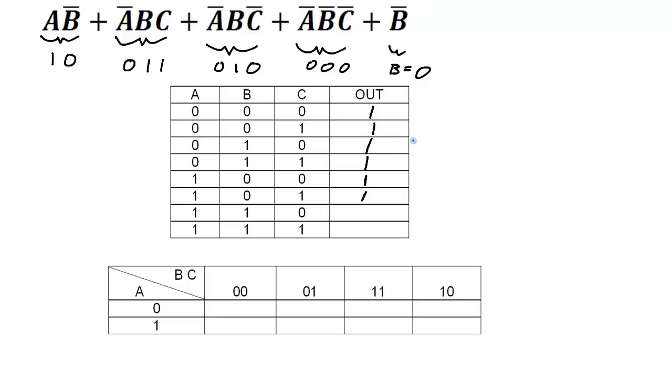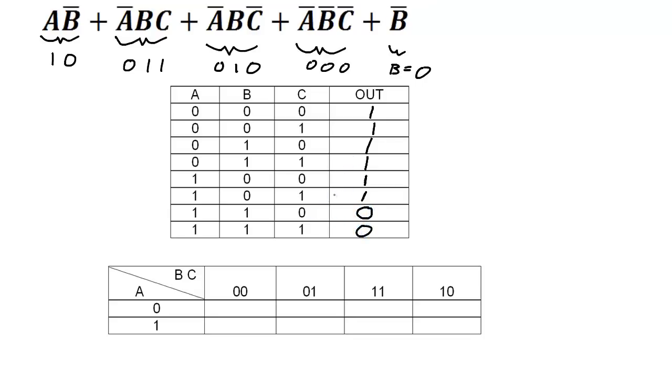If you watch my videos on sum of products expressions, you'll watch the exact opposite process where we go from a truth table to a Boolean algebra expression. So now we're going from a Boolean algebra expression to a truth table. To complete the truth table, we'll have a 0 here and a 0 here.